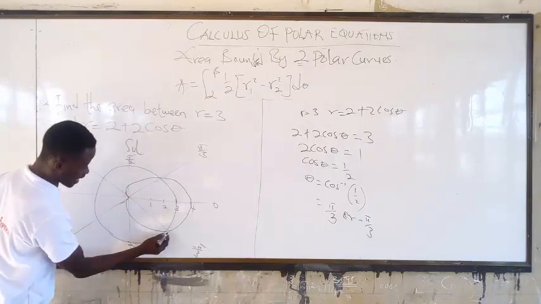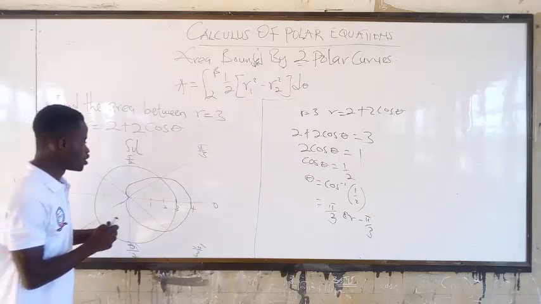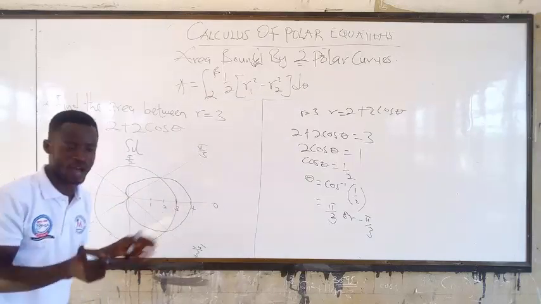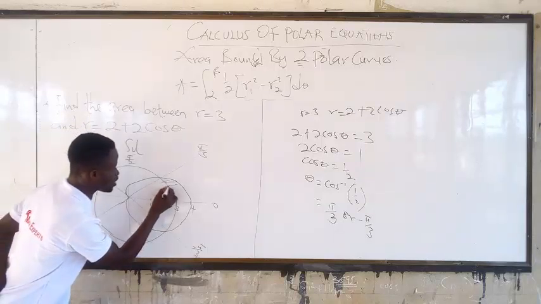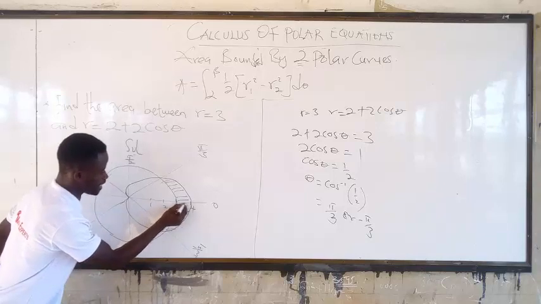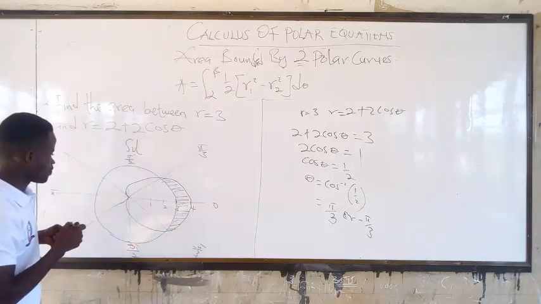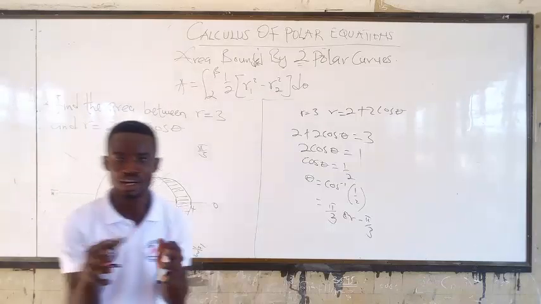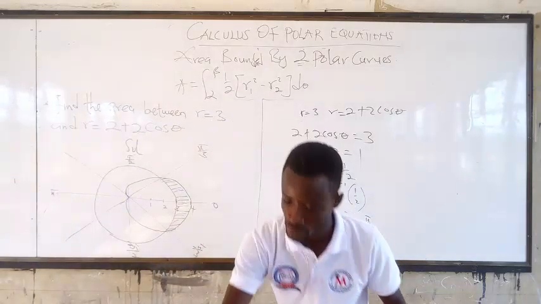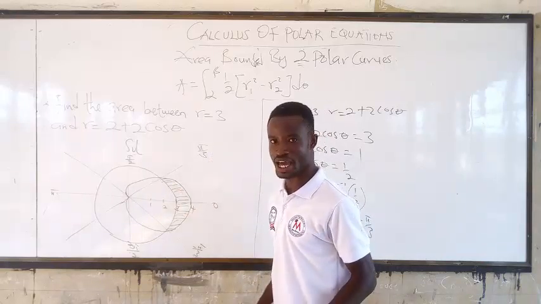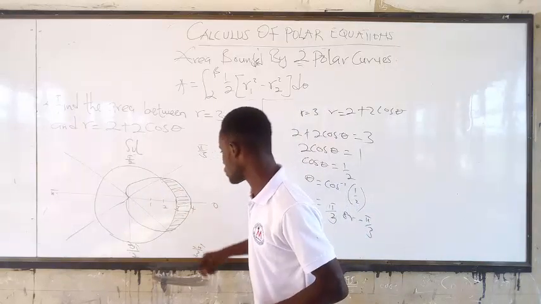Let's take it like this. That's how it's going to be. So it is going to pass through this. The area we are finding is the area bounded by these two, which is this. Not this and not that. The area bounded by the two is exactly what is here. Okay? Good. So that is what we are finding.